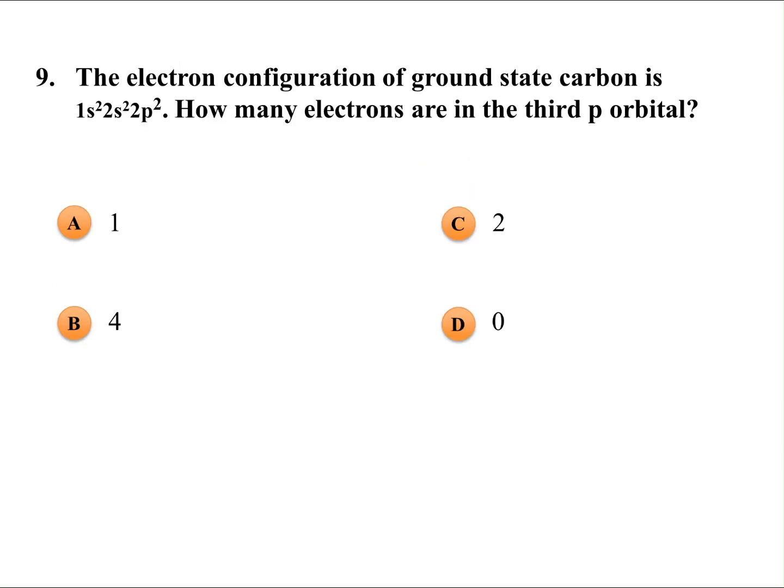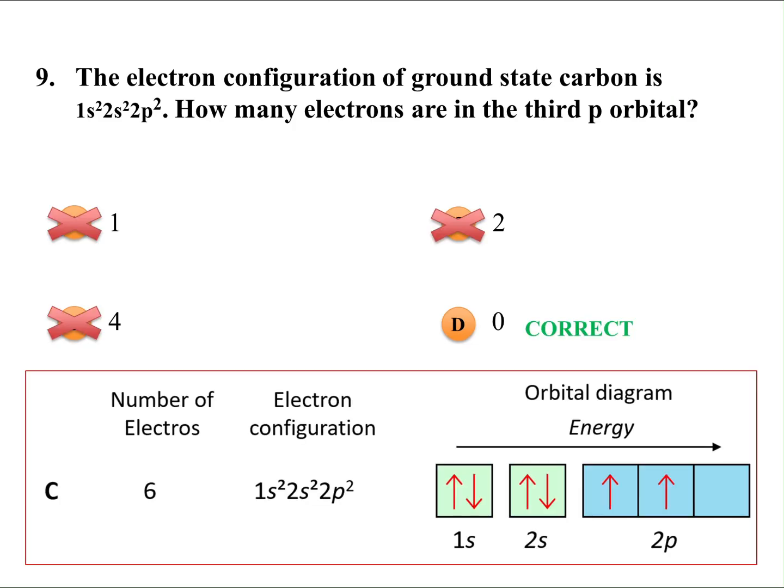The electron configuration of ground state carbon is 1s2, 2s2, 2p2. How many electrons are in the third p orbital? Of course, it's 0, because the total number of electrons is 6 and each orbital will take 2 electrons. And by applying Hund's rule, the answer is 0. And Hund's rule states that the electrons will occupy empty orbitals in the same sublevel before they pair up.